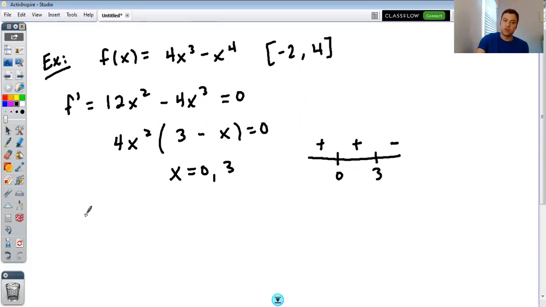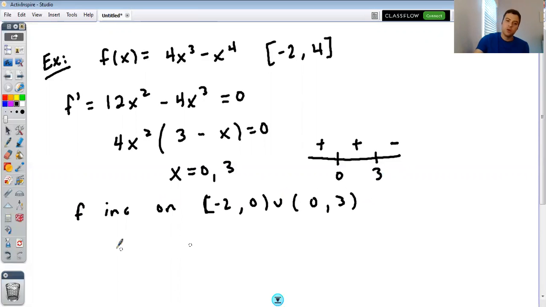And then we can interpret. We can say that f is increasing on, since we have an interval, -2 to 0, union 0 to 3. I could also talk about decreasing. We could say that f has a local max at x equals 3, where the derivative changes from positive to negative.